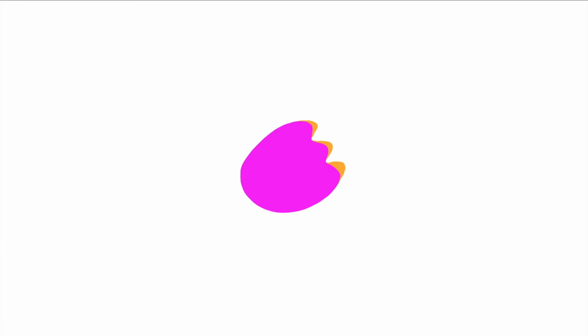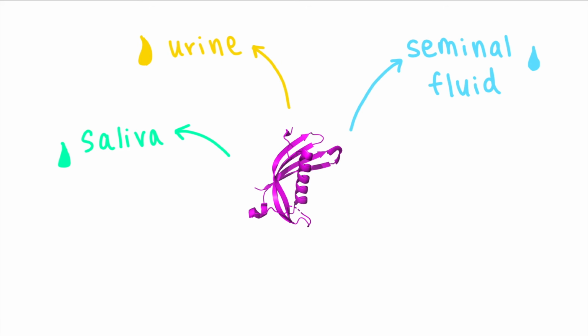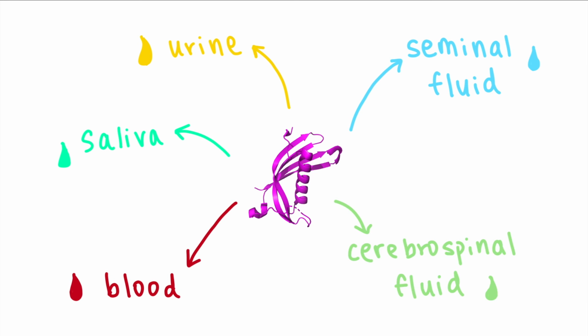So where in the body does cystatin C actually function? Put simply, cystatin C is produced by almost every cell in our body and then released into the body fluids of all of our organs. These include our saliva, our urine, seminal fluid, blood, and cerebrospinal fluid of our nervous system and brain.